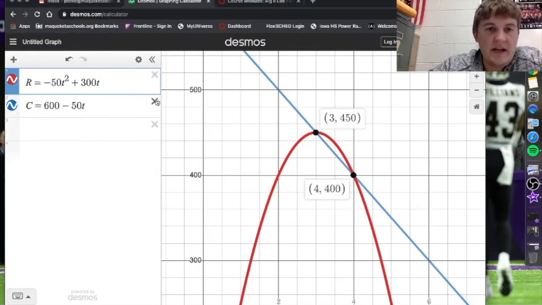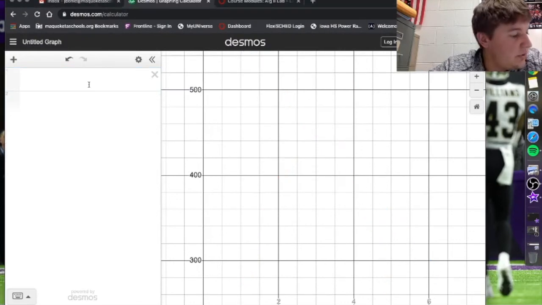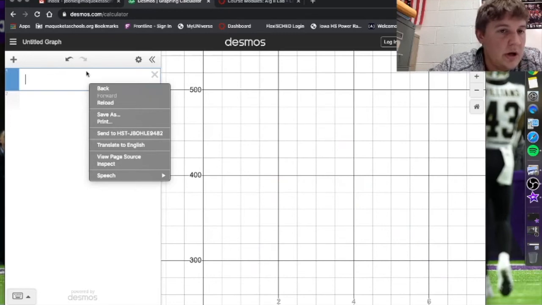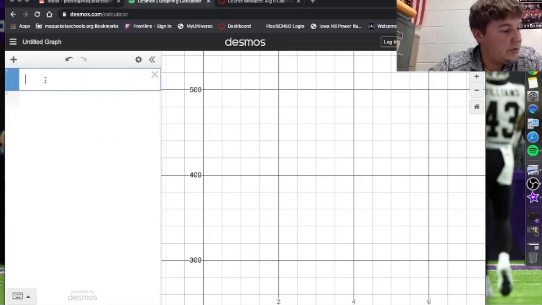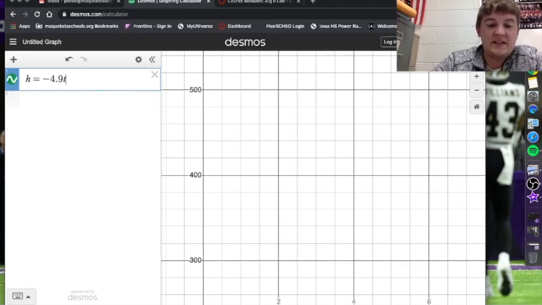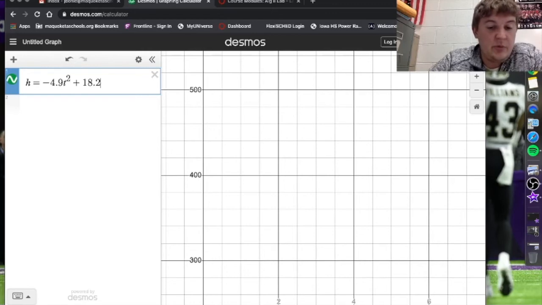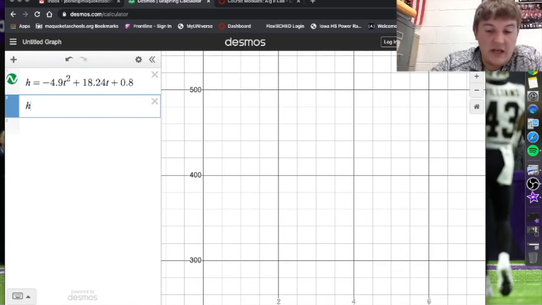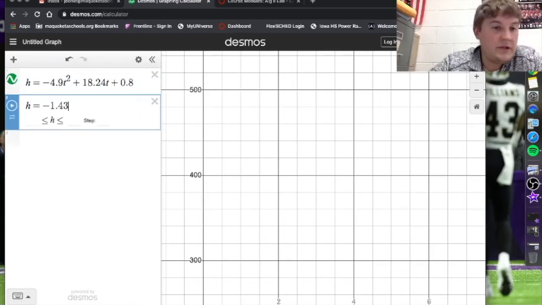Okay, so we're going to erase these two equations, and then we are going to write in our equations. My first one is h equals negative 4.9t squared plus 18.24t plus 0.8. And then the next one is h equals negative 1.43t plus 4.26.